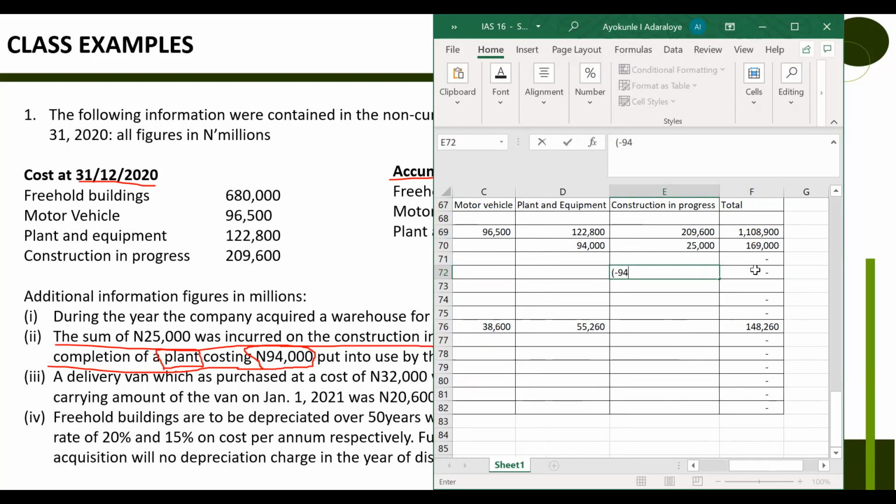94,000, in brackets. Are we good? Should I continue? Yes, sir. So this and this is in and out. They are negating each other out. It's just that we need to move it from construction in progress to plant and machinery. That is just how to do that one. Let's continue with our question.